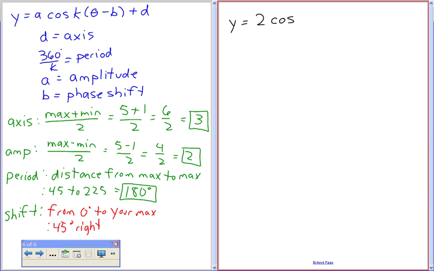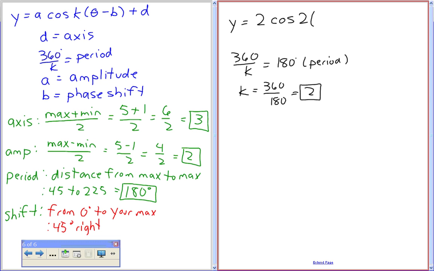Very good. So we're going to say 360 divided by k equals 180, which happens to be your period. So k is equal to 360 over 180, which equals 2. Excellent. Very, very good. Okay, I put my theta in there. What's the shift then? Theta minus 45 degrees. And then plus 3.